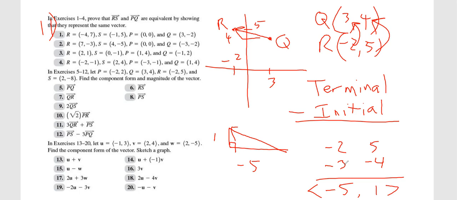Well, that's one of the vectors for question 11. Then they want from P to S. From P to S. P is negative 2, 2. So that's right about there. And S is 2, negative 8. Down here, 2, negative 8. So that's like a quadrant 4 angle.